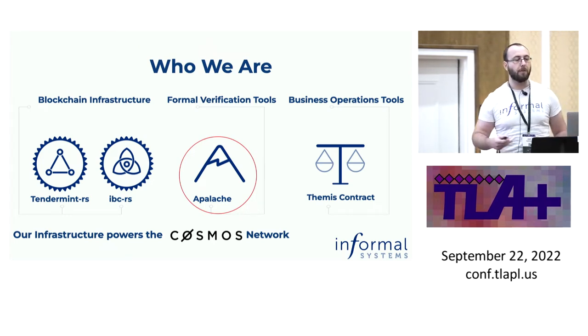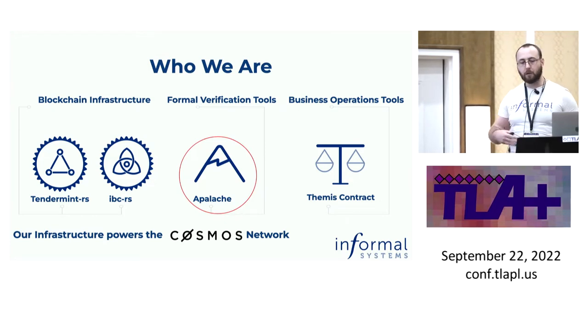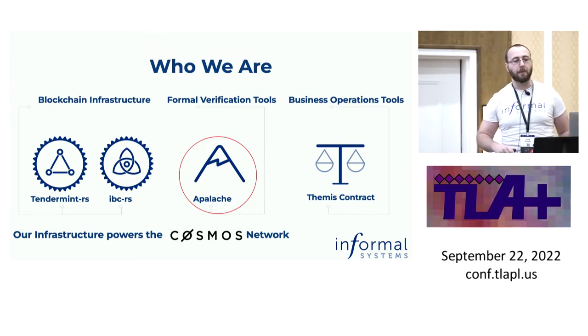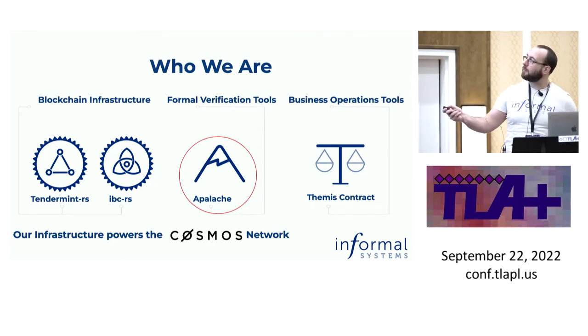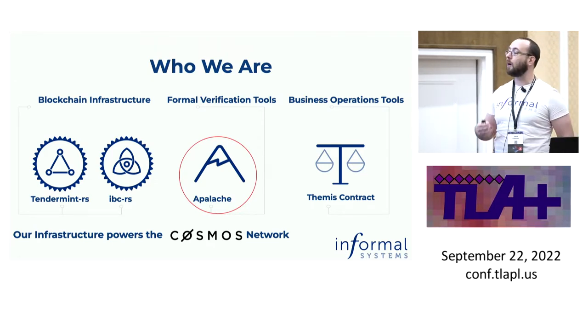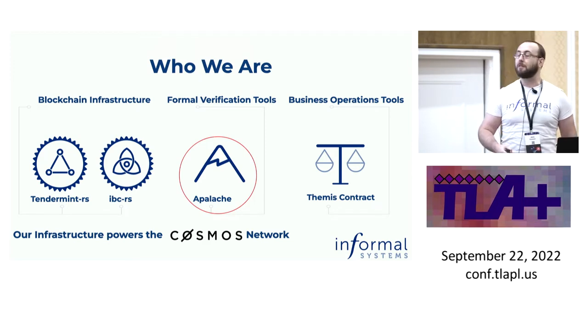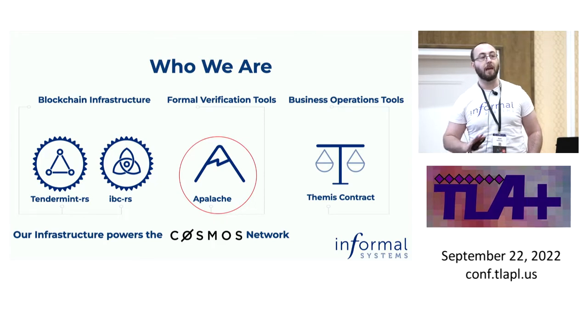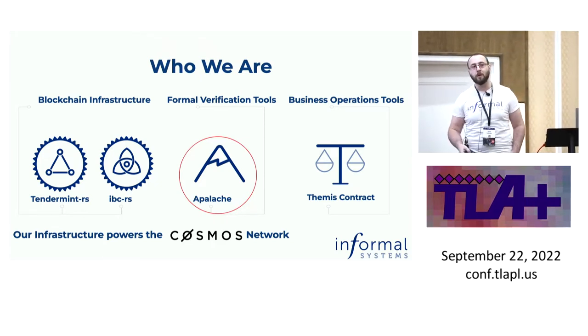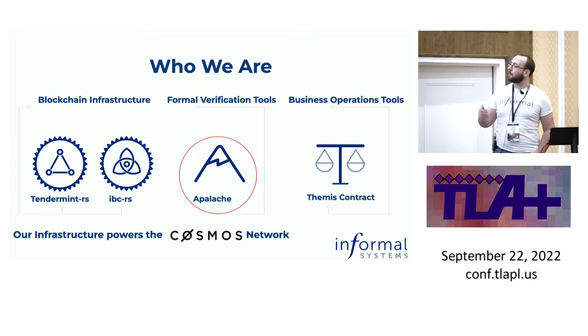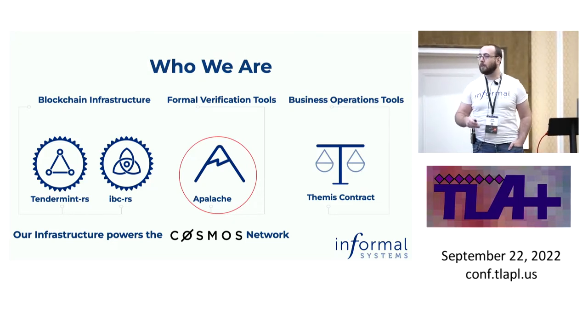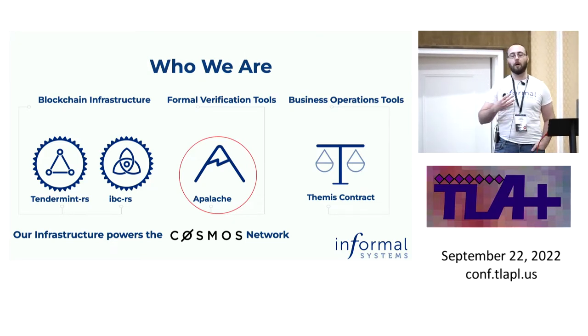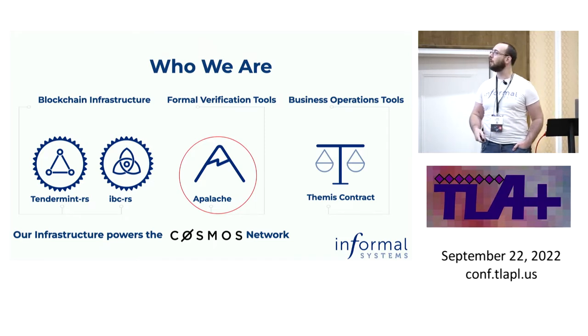So for this talk, here I have a couple of things that we've developed. We have Tendermint RS, IBC RS, which are utilities for blockchains. We have Themis contract, you don't have to care about that. What is important for us today is that we develop and maintain the Apalache model checker for TLA Plus. This is a tool that is unrelated to blockchain. Again, I have to emphasize this. You can use this with any TLA Plus specifications. In fact, I hope you do. And this is the tool that I develop. And we are going to be talking about how we use Apalache in particular to verify TLA Plus specifications that we've written for the Tendermint consensus protocol.